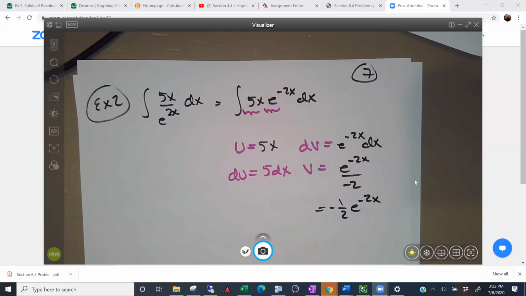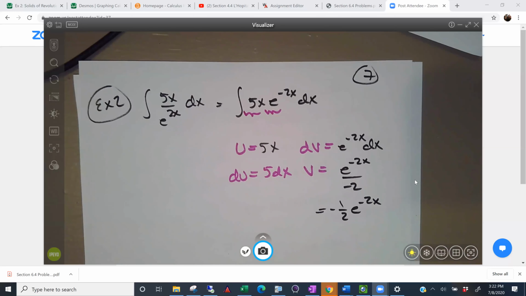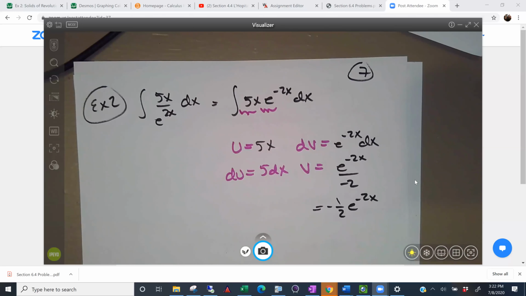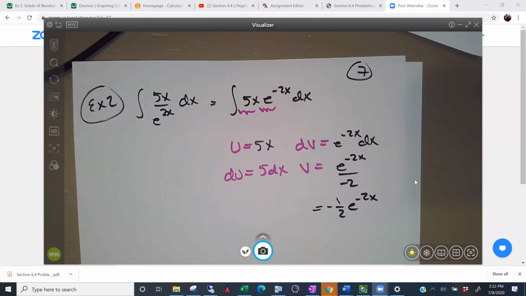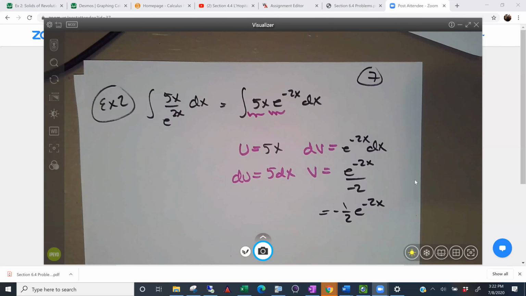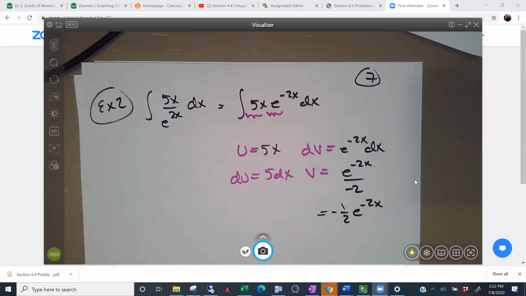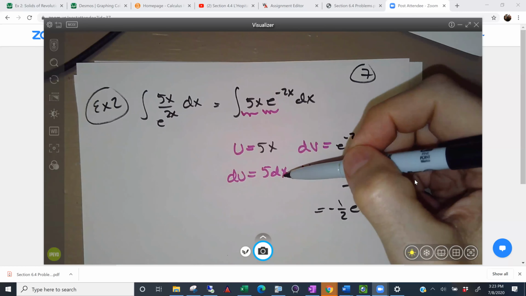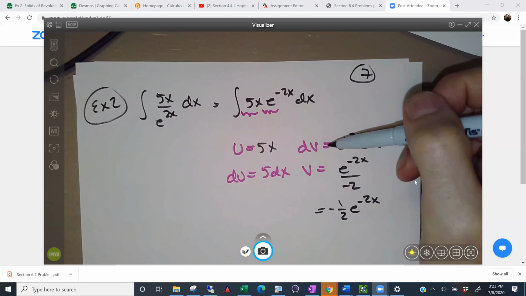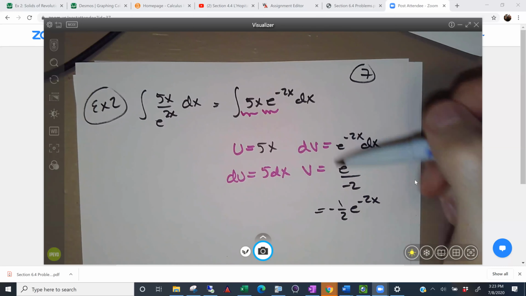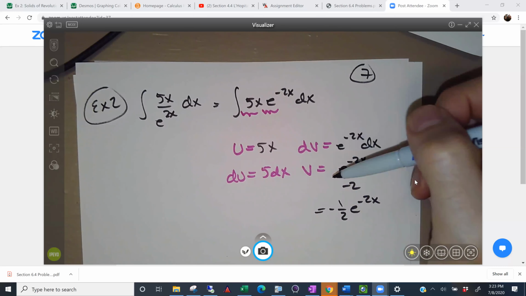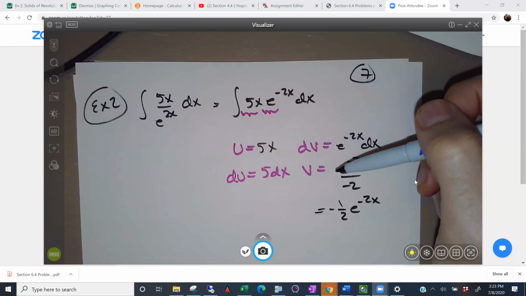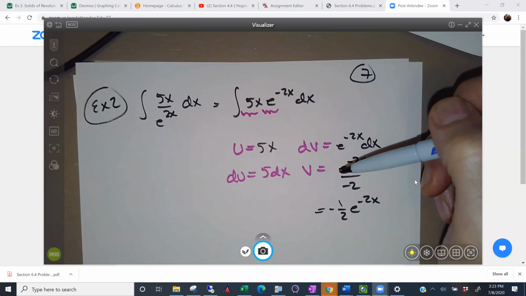Okay, and then one more thing. In comparison to the last example and to this one, the u is the first term. So basically, u is just going to be the easiest thing to differentiate. You like u to get easier when you differentiate it, and dv has to be something you can integrate, and hopefully it doesn't get a lot worse. So that'd be what I have to say about that.